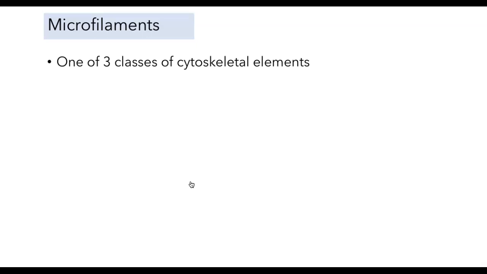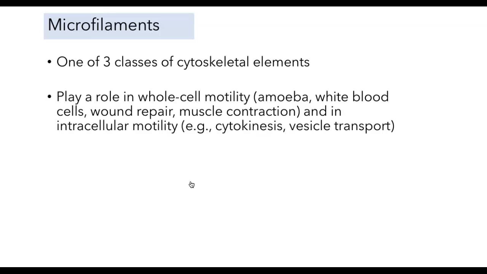Microfilaments are one of the three classes of cytoskeletal elements, the other two being microtubules and intermediate filaments. They play critical roles in the cell. We can broadly divide these into two categories. The first is movement. So microfilaments play a role in whole cell motility, like I just showed you with the amoeba, but also in white blood cell crawling, in wound repair, and in muscle contraction.